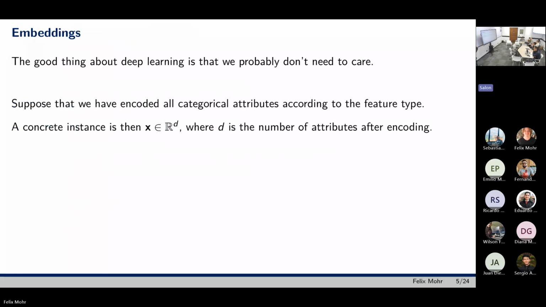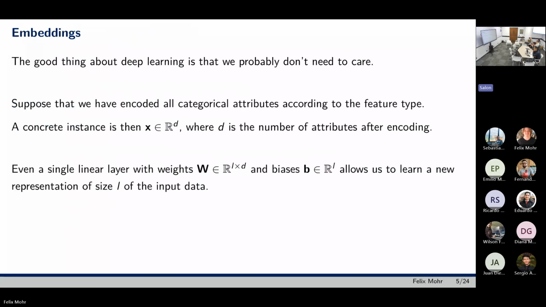Now, if we have a neural network, for example, maybe just with a single hidden layer, then we will train weights and bias terms. So we have a hidden layer of size L, and that will convert these representations. And this is precisely what we can learn. So we will represent instances that previously were of size D, now in something of size L, also a vector.